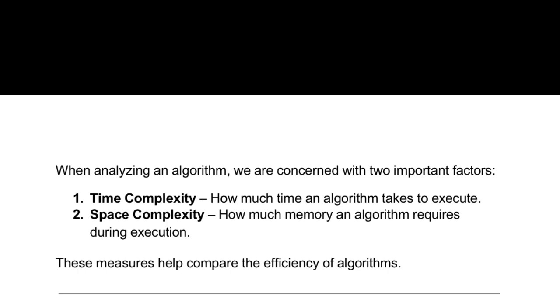Suppose there are two students, both solve the same problem. Student A finishes in 2 minutes and student B finishes in 5 minutes. Who is better? Student A is better because it only takes 2 minutes. Now suppose both students finish in 2 minutes, but student A uses only one notebook, while student B uses 5 notebooks. Who is better? Student A is better because it uses less memory space. So in algorithms we compare both time and memory.